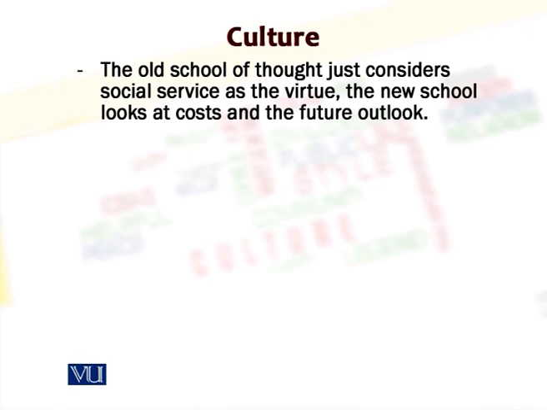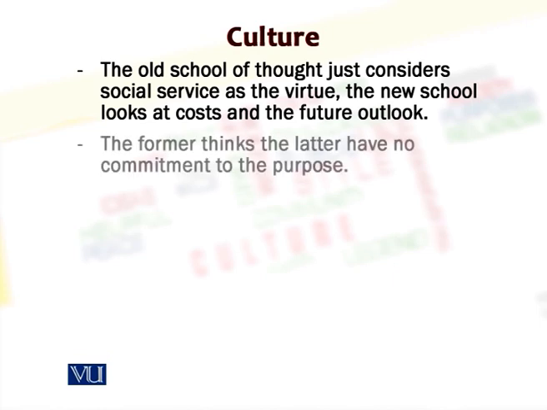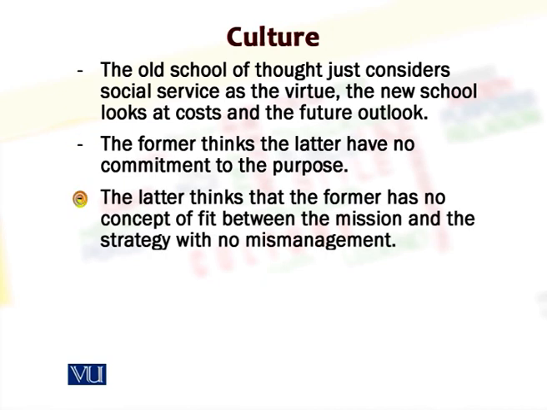The conflict grows because there's one school of thought that thinks that the new school of thought does not really have a commitment to the purpose, whereas the new people think that the old one does not really have a concept of the fit between the mission and the strategy. So this is the kind of conflict that brews, you know, and it keeps brewing until the point it is resolved amicably, either between the two groups through their own initiative or with the help of intervention from the board of directors. Whatever the case is, it becomes extremely significant that differences are resolved and the organization is not only put back onto a healthy, positive track, but also starts following some newer concepts in order to meet future challenges.